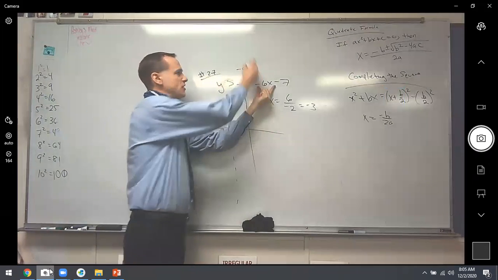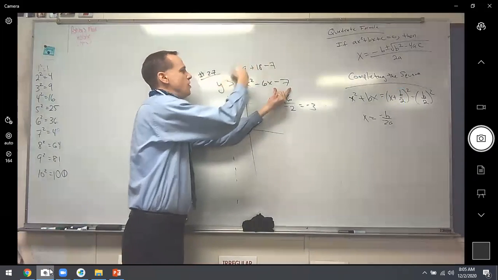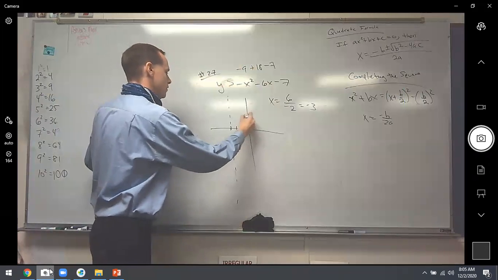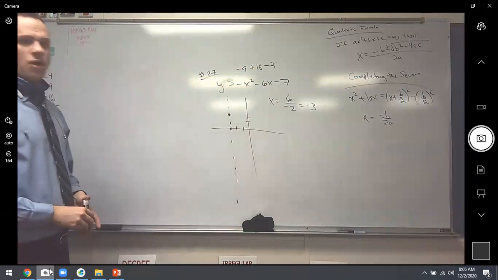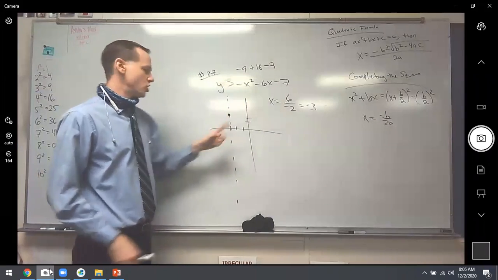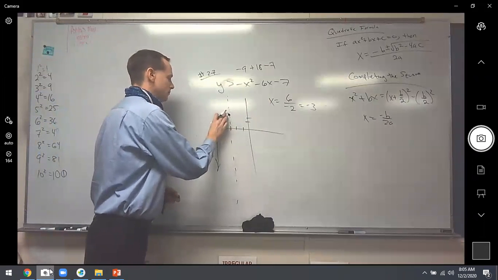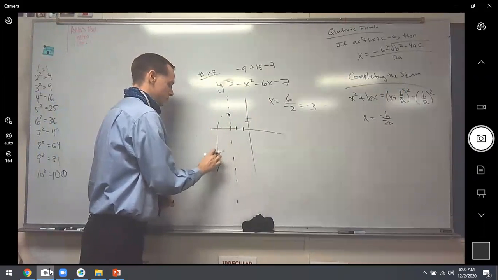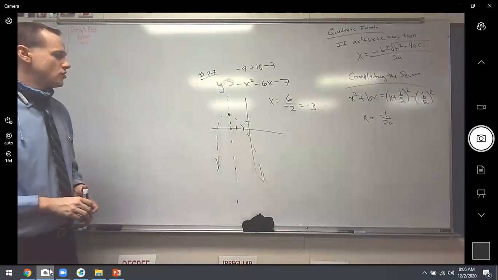-6 times -3 is +18, correct? And this is -7. You do all that stuff and you get out 2. So your vertex will be right there. And there's nothing wrong with graphing this too. You could just go graph this thing in your calculator and it would show you something with a vertex right here. And that would open kind of down. But I shouldn't draw it solid, should I? I should draw it a little dash thing.